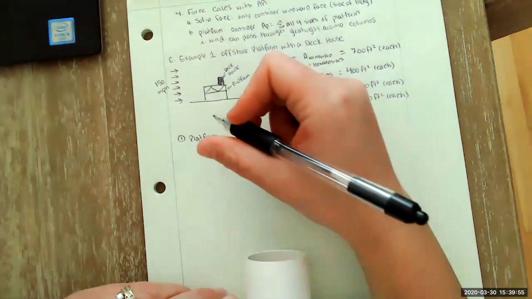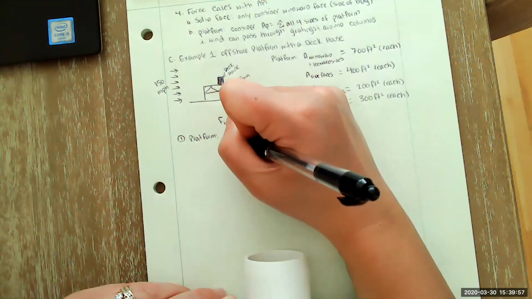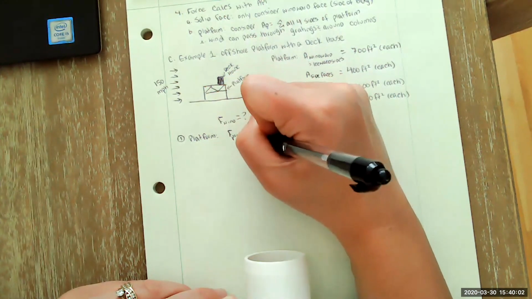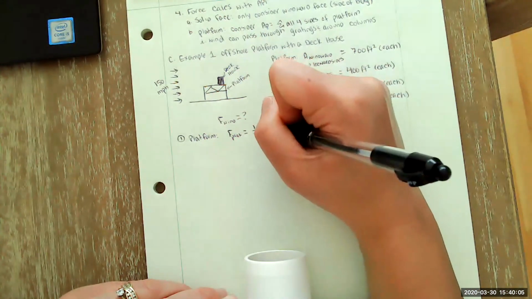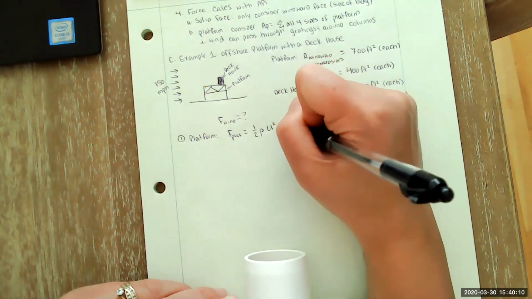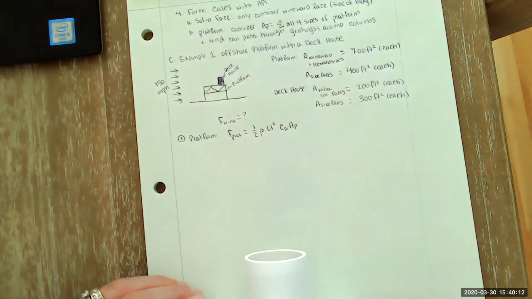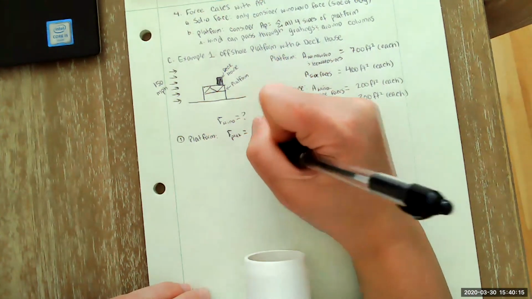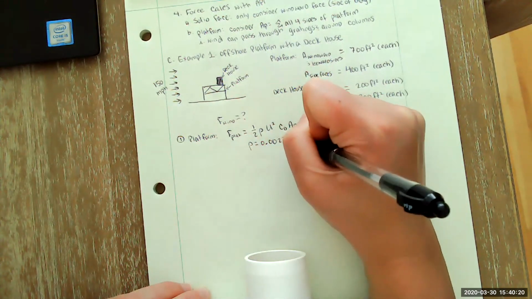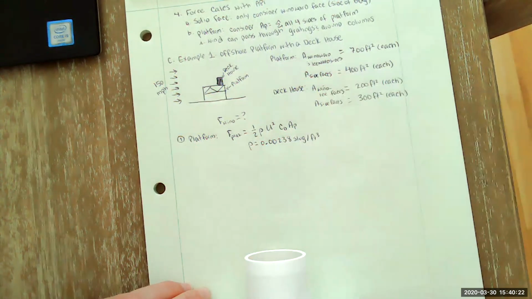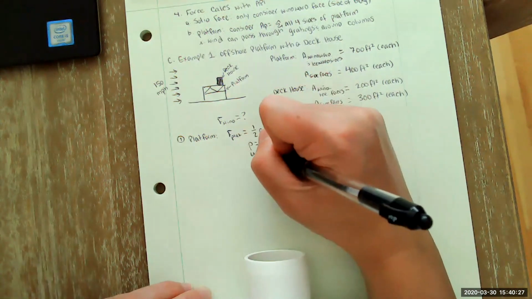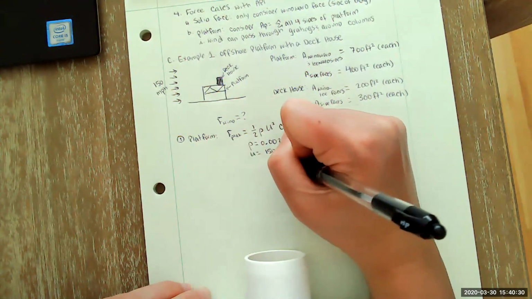And again, our base equation is always going to be that the force, and let's just call it F platform, is equal to 1/2 times the density of air, rho, times our wind velocity squared, times our drag coefficient, times our projected area. Again, rho here is going to equal 0.00238 slugs per foot cubed. U is equal to 150 miles per hour.